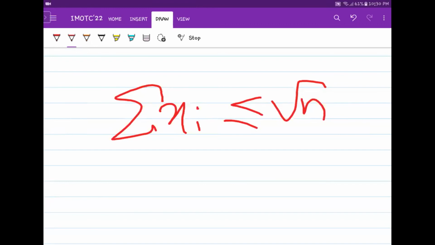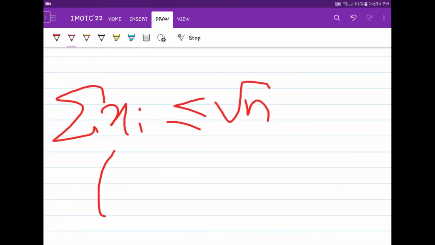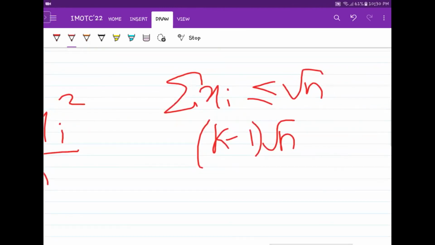So the maximum sum you can have is when all of the a_i are k minus 1, in which case the maximum sum is (k minus 1) times root n. Okay, great. Then just multiply all the a_i's by k to the n minus 1. So we are done with the construction.